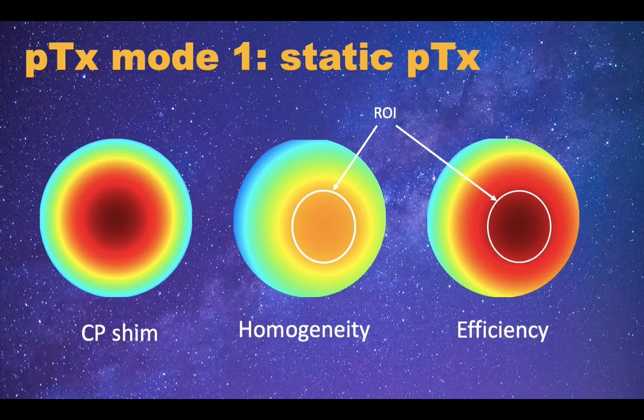Here is a simple demo of the static pTx results. The circular polarized CP shim is the result of the default coil setting. With the homogeneity loss, with the same SAR, we may lose some B1 amplitude, but the homogeneity within the ROI will be much improved. Similarly, with efficiency loss, the efficiency, or in other words, the mean B1 amplitude, will be maximized within the ROI without considering the B1 field homogeneity.